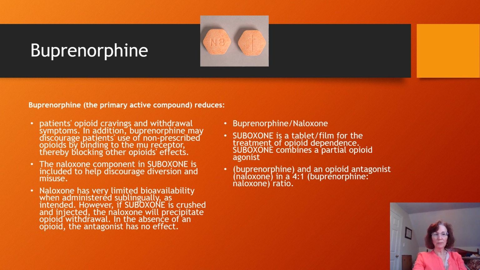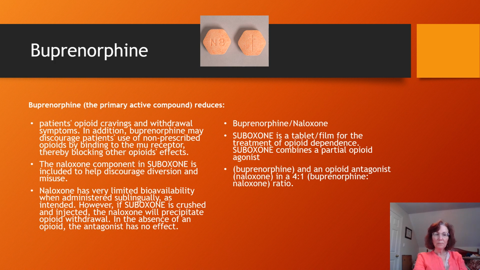So how does buprenorphine work? Buprenorphine has been around since 2001, 2002. Buprenorphine is the primary active compound that reduces the patient's opioid craving and withdrawal symptoms. It may be used to discourage patients' use of non-prescribed opioids by binding to the mu receptors. And the mu receptors are for pain. The naloxone compound in Suboxone is included to help discourage diversion and misuse.